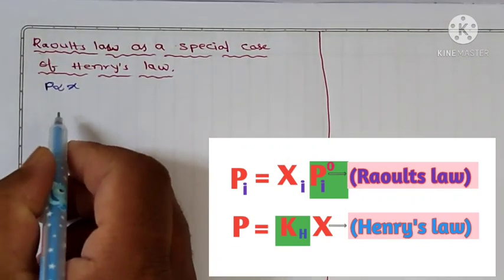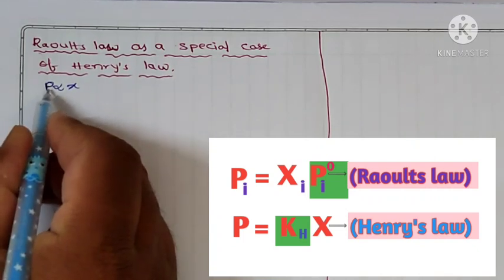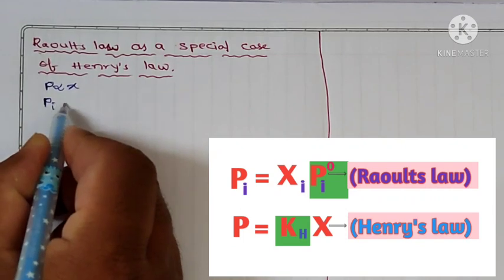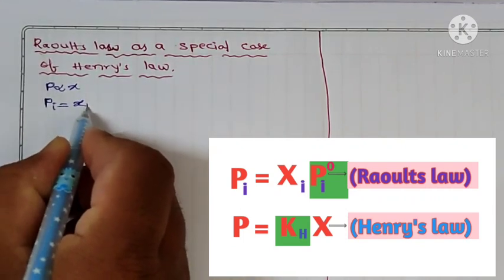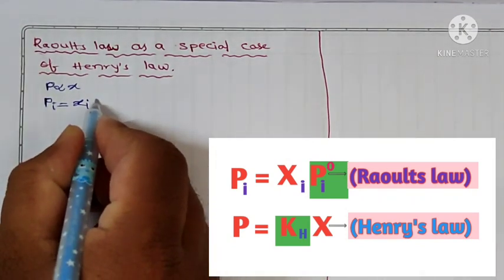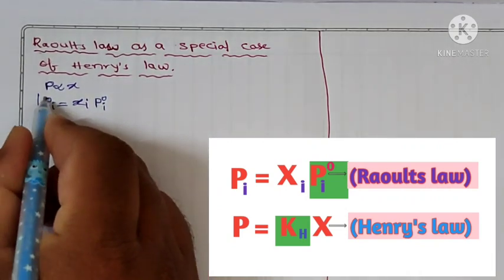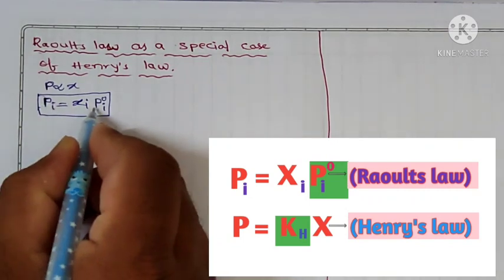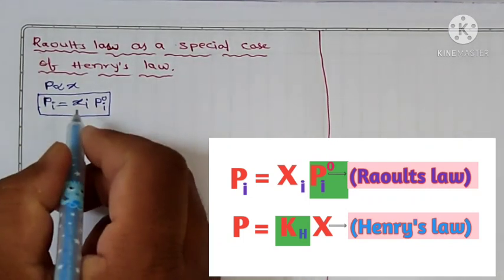And here let me take one proportionality constant. So this is the partial pressure. Let me take Pi is equal to Xi, and let me take a proportionality constant P naught i. So Pi is equal to Xi into P naught i. So this is Raoult's law.